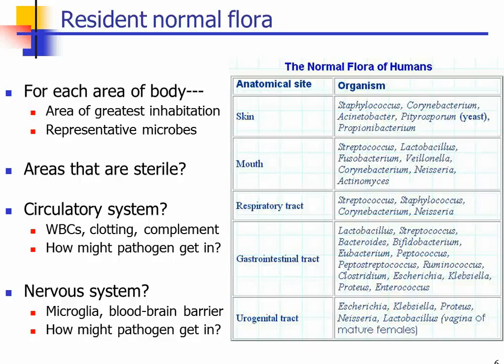Areas that are sterile, areas of the body that are closed off to the outside. So blood, spinal fluid, synovial fluid, pericardial fluid, pleural fluids, all of those fluids in closed cavities. Muscle should be sterile. Heart muscle, smooth muscle, skeletal muscle. The nervous system should be sterile.